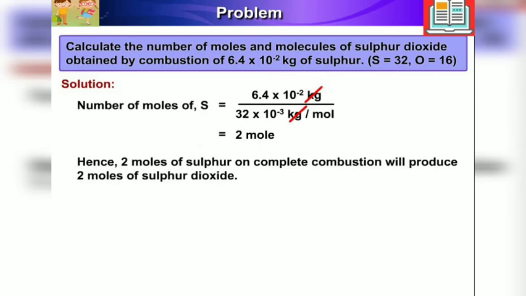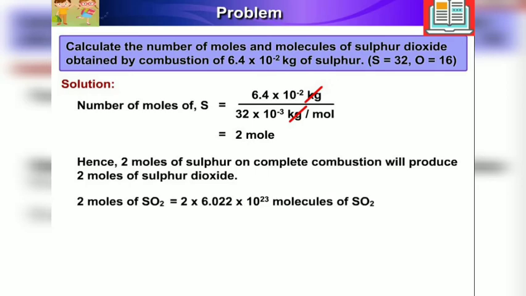Hence, 2 moles of sulfur on complete combustion will produce 2 moles of sulfur dioxide. 2 moles of SO2 equals 2 into 6.022 into 10 raised to 23 molecules of SO2. Hence, molecules of SO2 equals 1.2044 into 10 raised to 24.